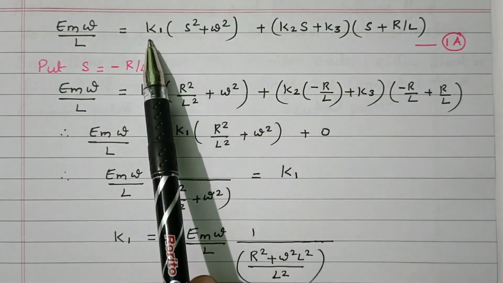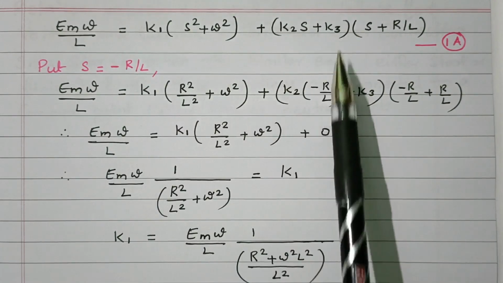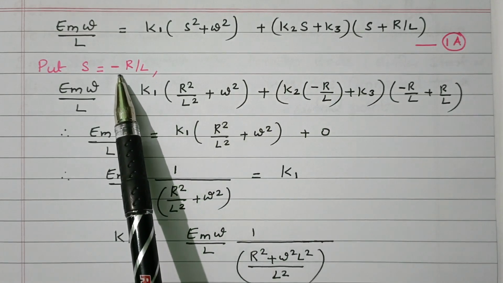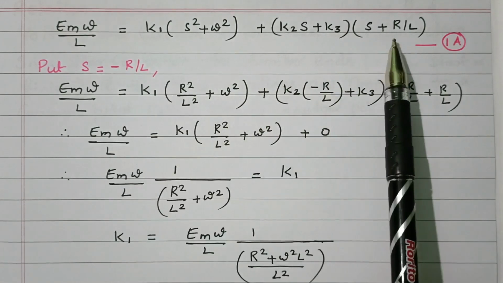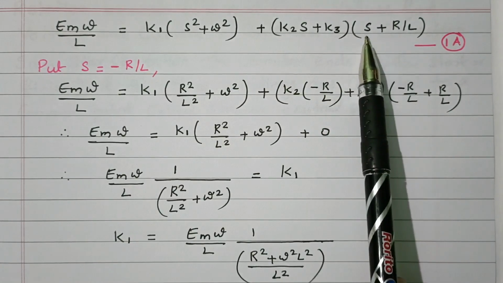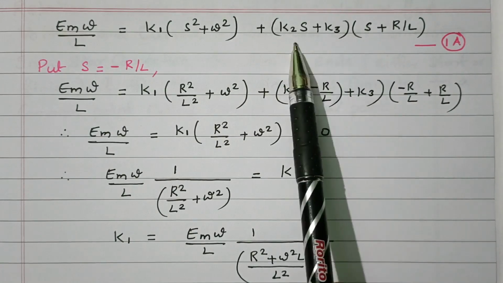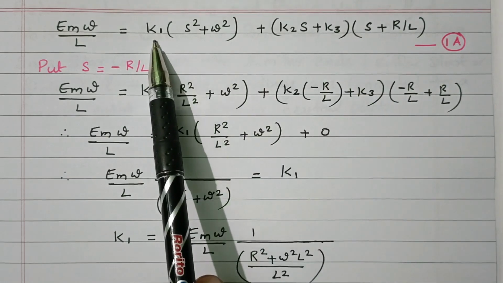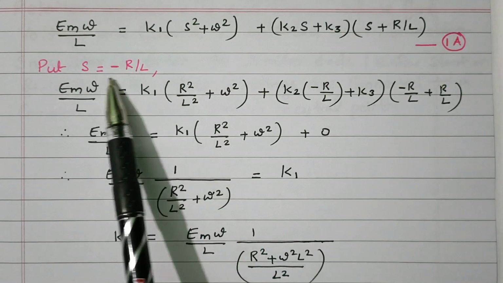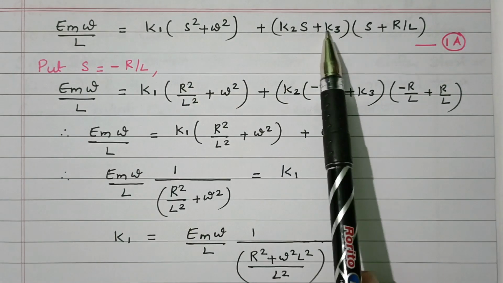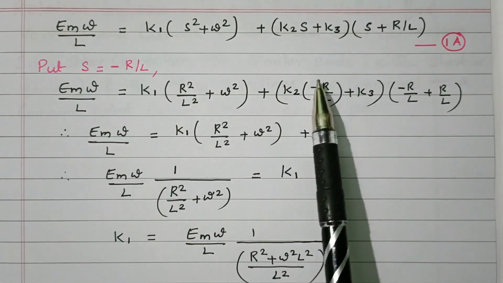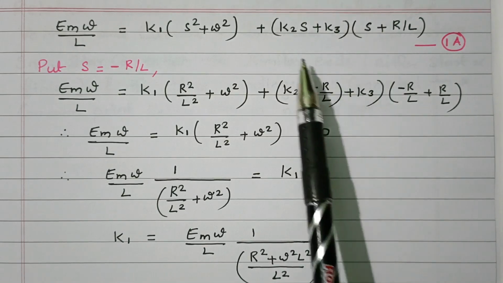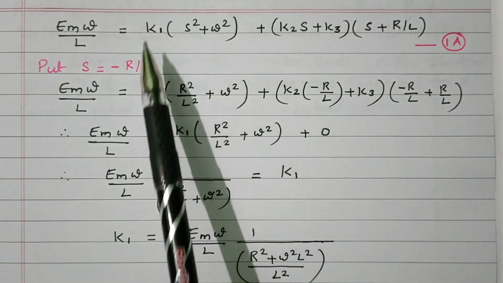Next step, we need to find the value of K1, K2 and K3. By substituting the value of s equal to minus R by L, see here plus R by L is there. If we substitute s equal to minus R by L, this term gets cancelled and becomes 0, so that we can easily calculate K1. So we need to identify the s value such that it becomes 0. So s is minus R by L means this term becomes 0, so that we can find K1.